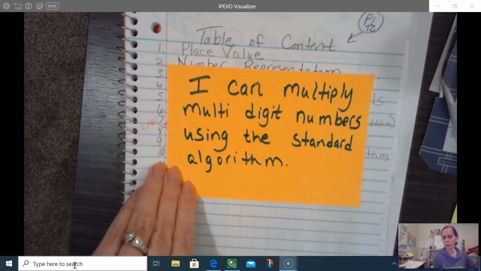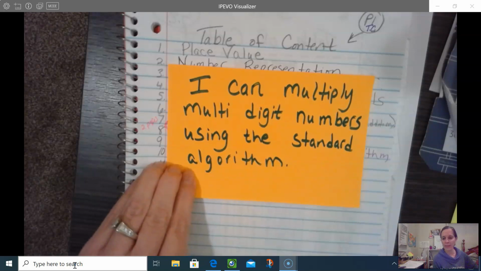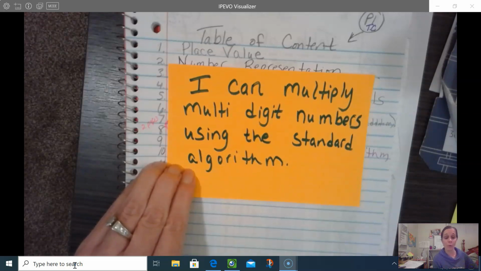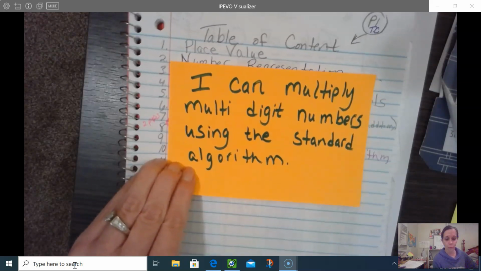Now, standard algorithm, that is a very fancy word for just a standard method of multiplying the numbers in a certain way. And this is probably the way potentially that your mom and dad or grandma and grandpa maybe learned how to multiply. So this is the traditional way or standard way that a lot of people know how to multiply. You, on the other hand, have a couple different ways that you may choose to use.